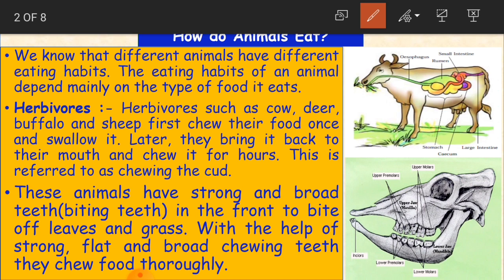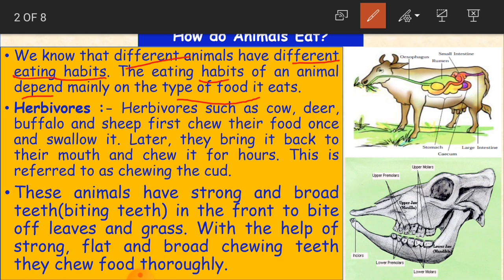As we said, omnivores, carnivores and herbivores eat different types of food. How is the eating habit dependent? It depends mainly on the type of food it eats, whether it is eating plant food, the flesh of animals, insects, whatever it may be. So depending on the type of food, the eating habit of an animal is decided.